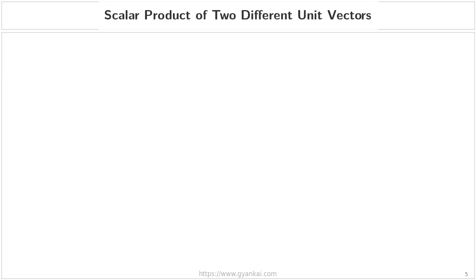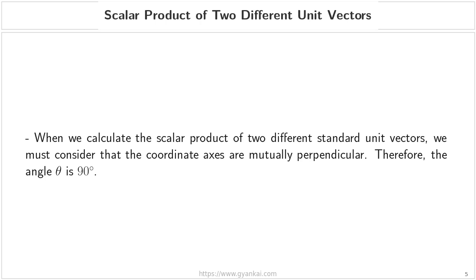Scalar product of two different unit vectors. Now that we've seen what happens when a unit vector is multiplied by itself, let's look at the opposite case. What happens when we calculate the scalar product of two different standard unit vectors? As we discussed in the previous slides, these vectors lie along the x, y, and z axes, which are all mutually perpendicular.